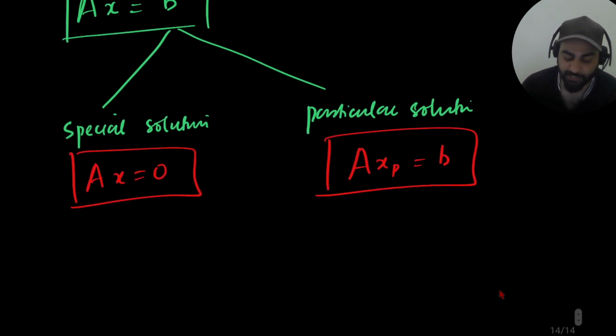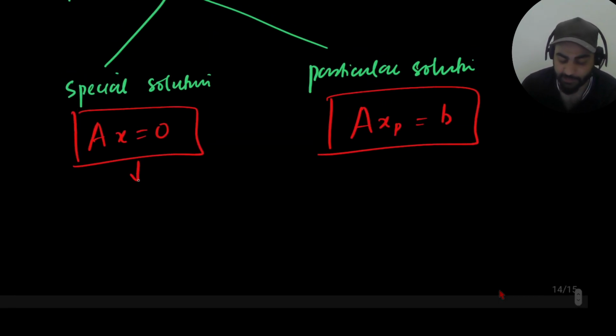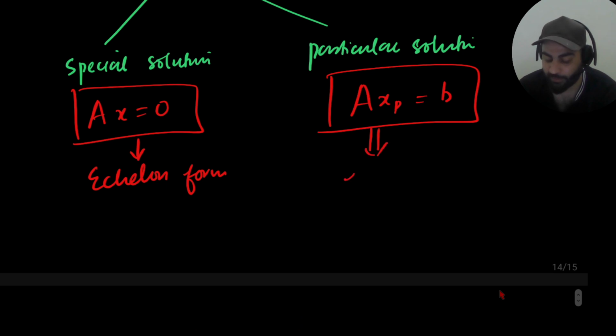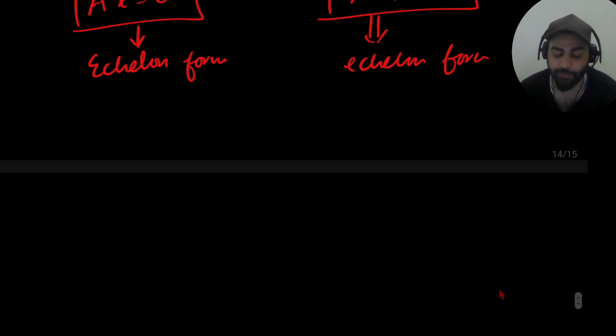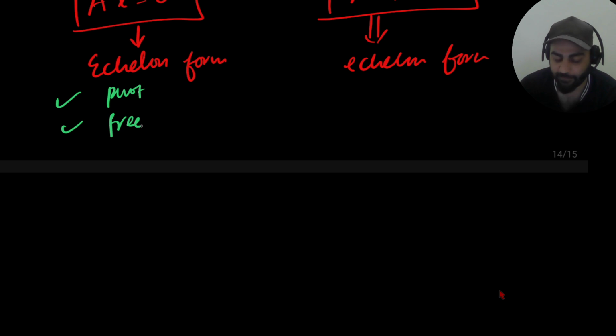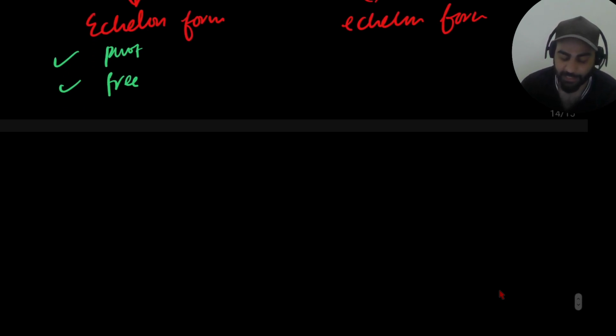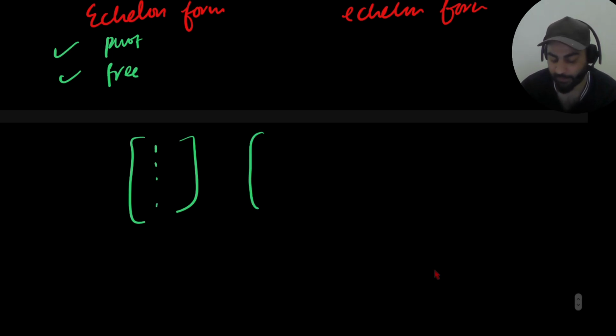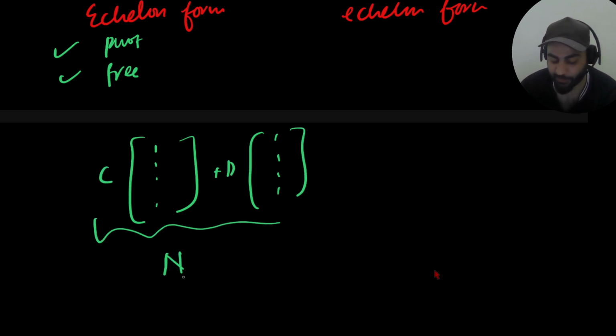For the null solution, the first thing we did is we reduced it into echelon form, and here the same thing was done. We also reduced it into echelon form, and from the echelon form we got the pivot variables and the free variables. We assigned values to those, wrote the solutions here, and then took the linear combination of these. So this was basically the null space of A.